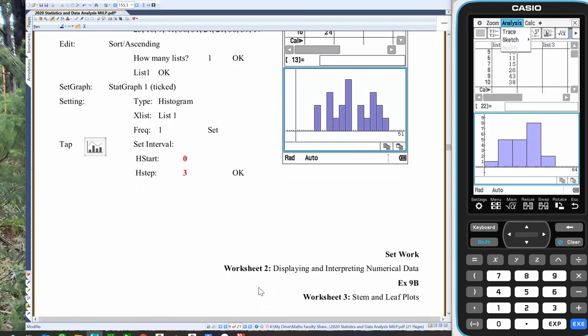All right, so your set work then will be to finish off worksheet 2. I think question 6 onwards now are good to go, and then jump over to worksheet 3 on stem and leaf plots.